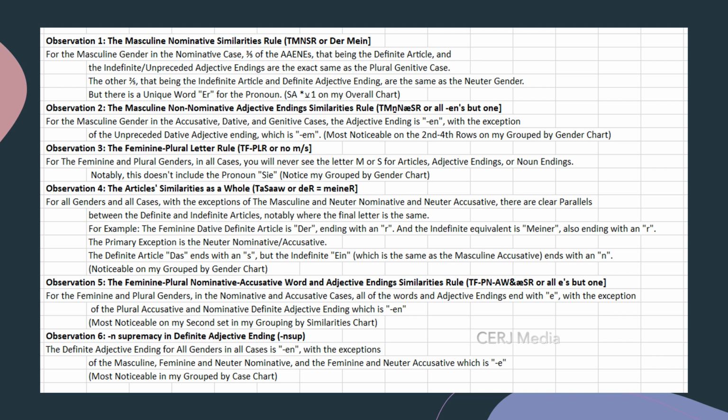Observation 5, the feminine plural nominative accusative and adjective endings similarities rule, or all E's but one. I think I kind of talked about it, but I basically talked about that earlier. And supremacy as a whole in the definite adjective ending: most of them are EN, as we looked at in the chart. Most of them are EN, except the feminine, neuter, and masculine nominative, as well as the feminine and neuter accusative, which are E.